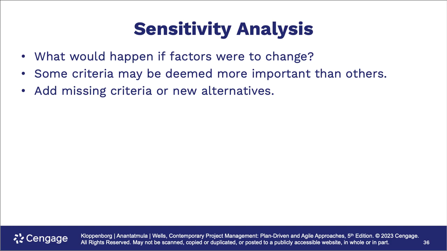Sensitivity analysis. How sensitive is a number like sales, or how variable are they? So sensitivity analysis looks at, if we've got an independent variable and a dependent variable, and we change the independent variable up and down, what does that do to the dependent? That's measuring the sensitivity. Some criteria may be deemed more important than others, but sensitivity analysis is very important.